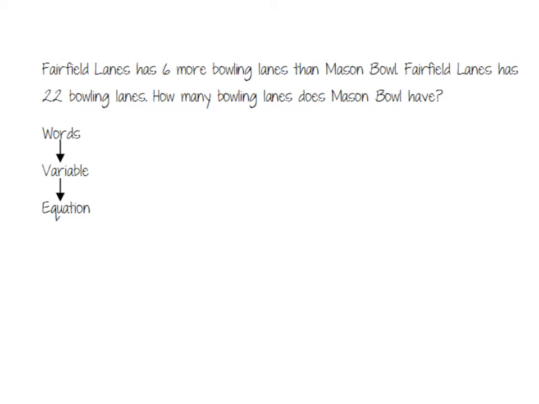Okay, here's a word problem for you. Fairfield Lane has 6 more bowling lanes than Mason Bowl. Fairfield Lane has 22 bowling lanes. How many bowling lanes does Mason Bowl have? So the first thing you want to make sure you do is you always read the word problem once or twice to get an overview of what's going on. Then we look for our keywords.